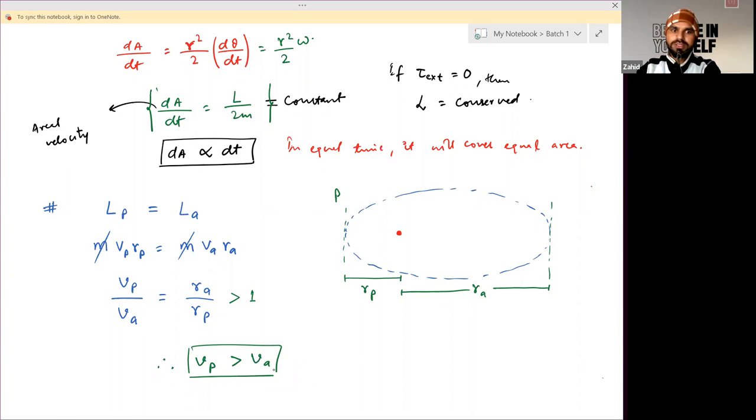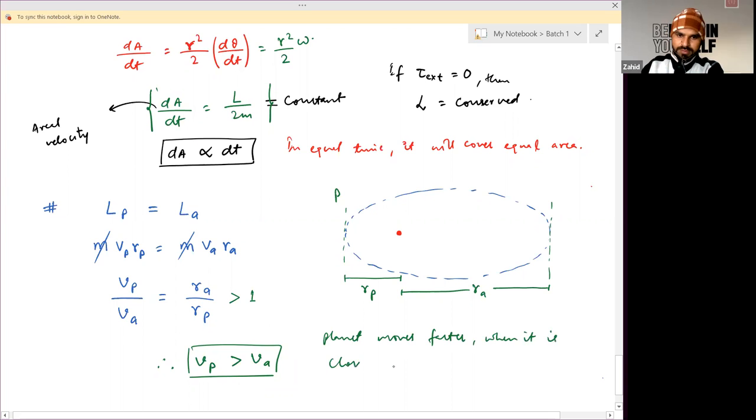So if you are asked whether the planet moves around the sun with constant velocity or different velocity, you will say the planet moves at different points with different velocity. When it is closer to the sun, the distance will be smaller, so the velocity will be larger. So the planet moves faster when it is closer to the sun, and slower when it is farther away.